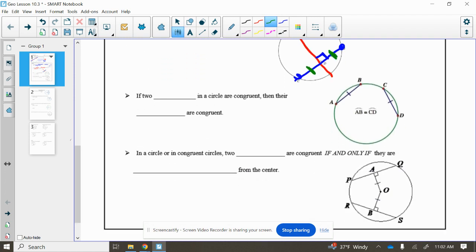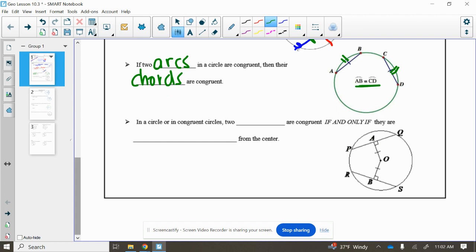Our next theorem states that if we have two arcs in a circle that are congruent, then their chords are also going to be congruent. So if we are given that arc AB is congruent to arc CD, we know that the segments AB and CD, those two chords, will also be congruent to each other.